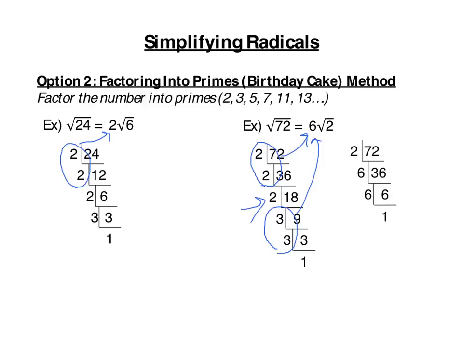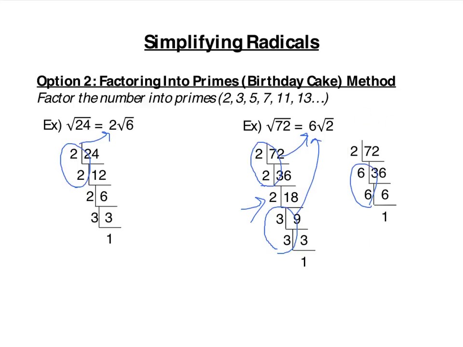Some of you may have noticed that after we divided 72 by 2 the first time, you got 36. And you can, if you see it, skip those steps and just have the 6's get married and move outside of the house. You don't have to factor all the way down to primes if you see a perfect square right away. So this would be a shorter way to do the birthday cake method with the square root of 72.